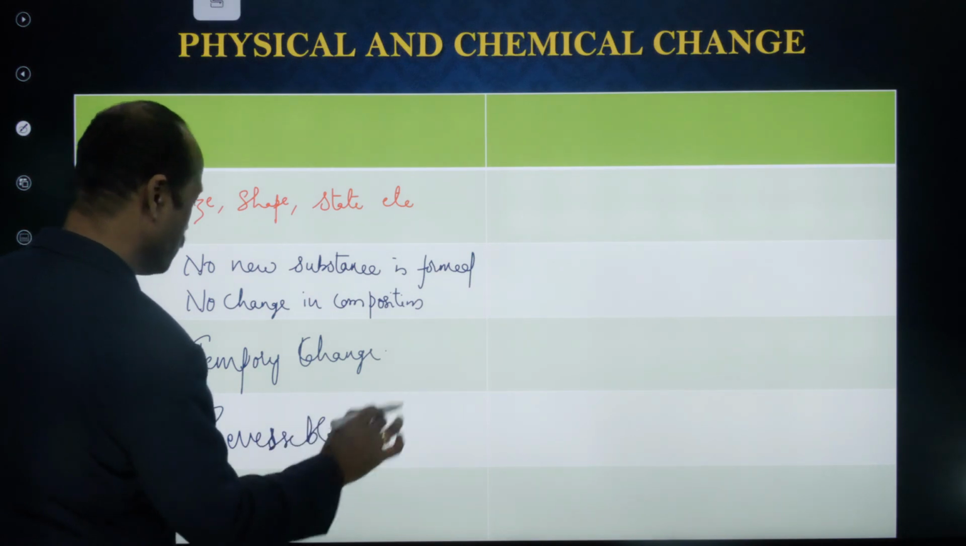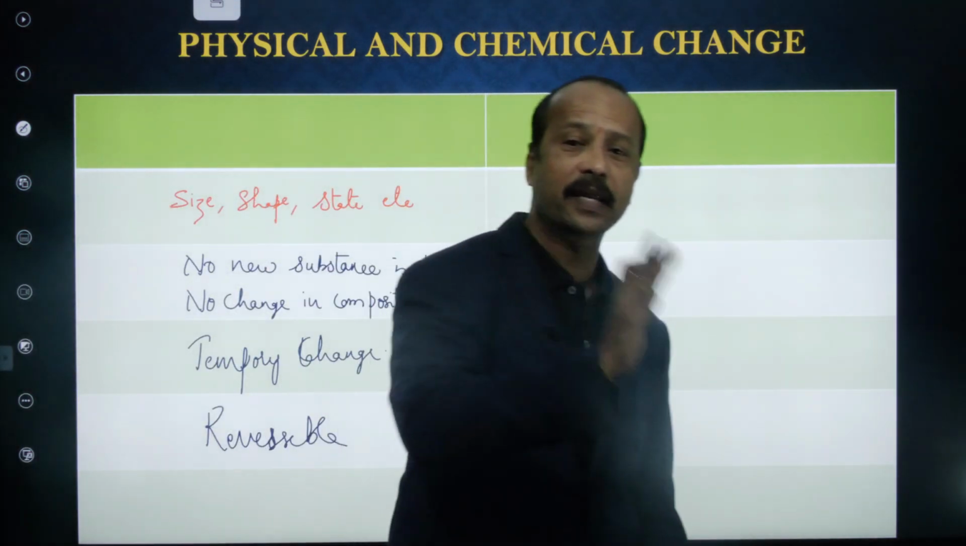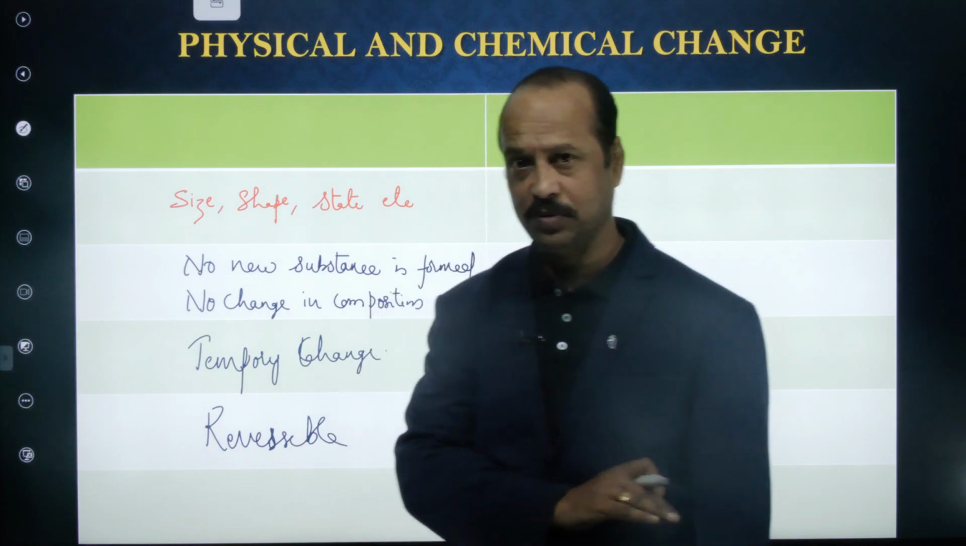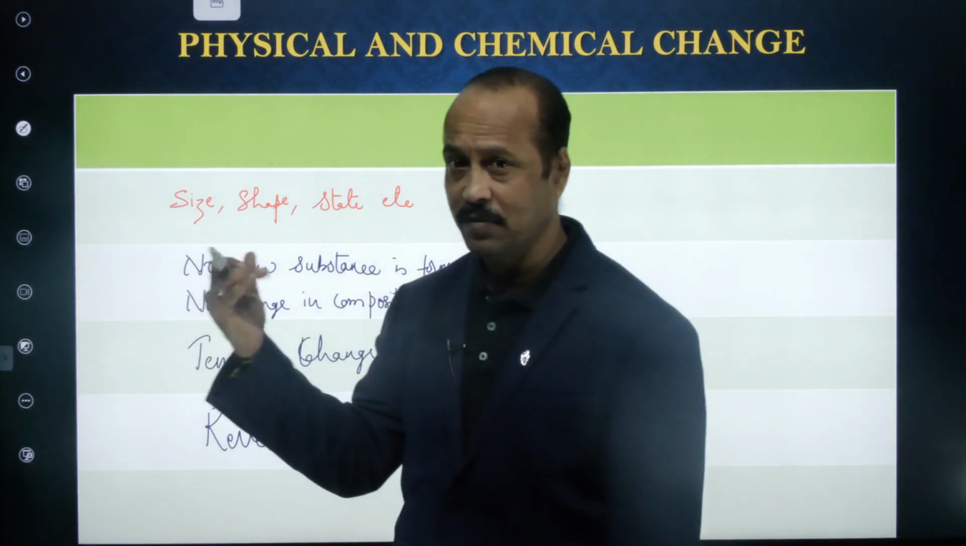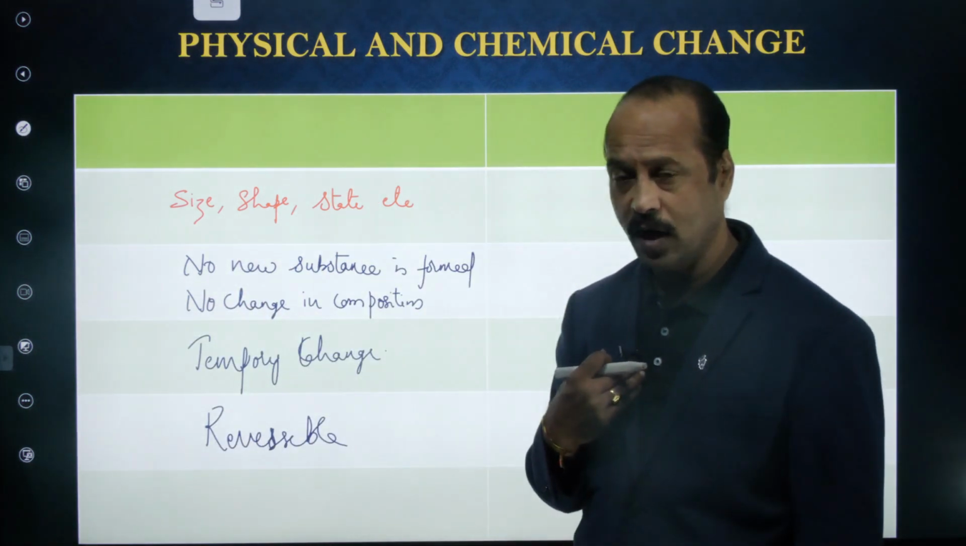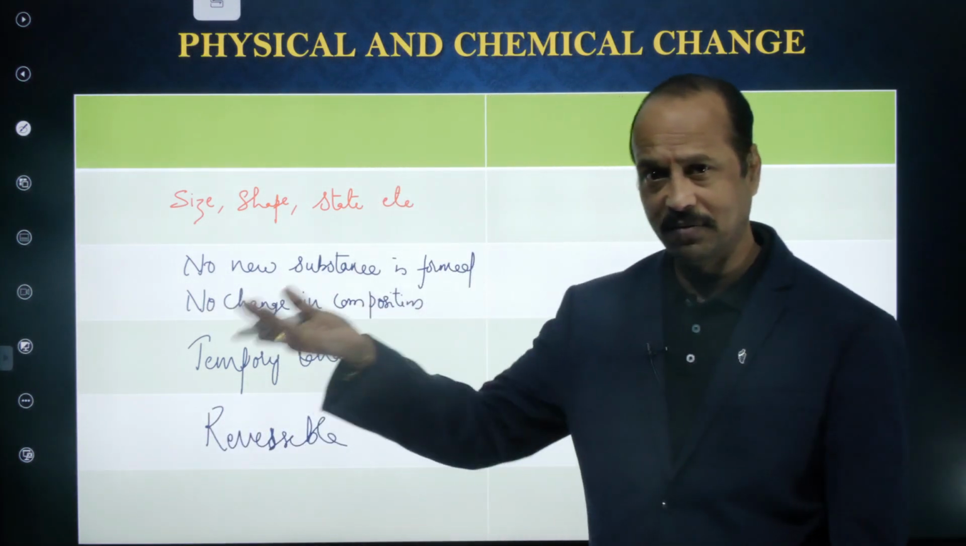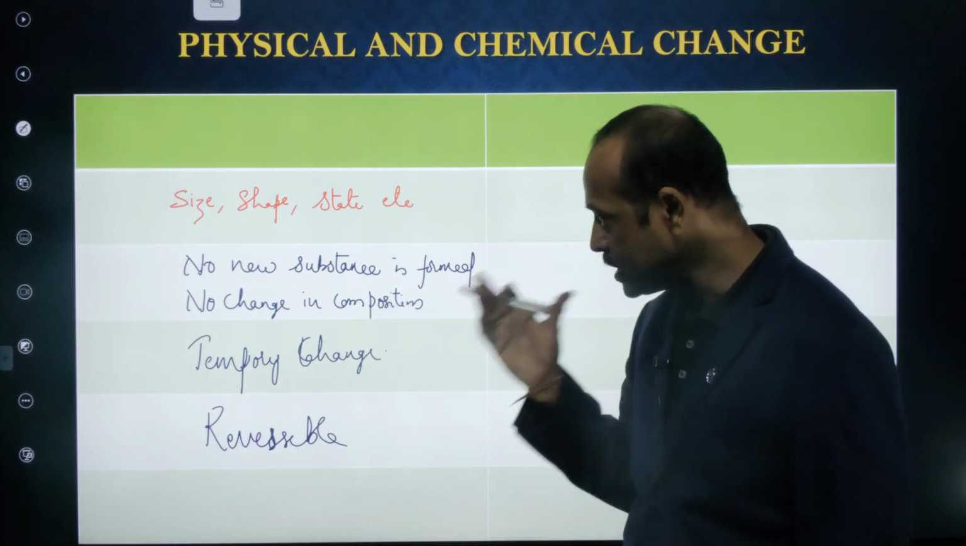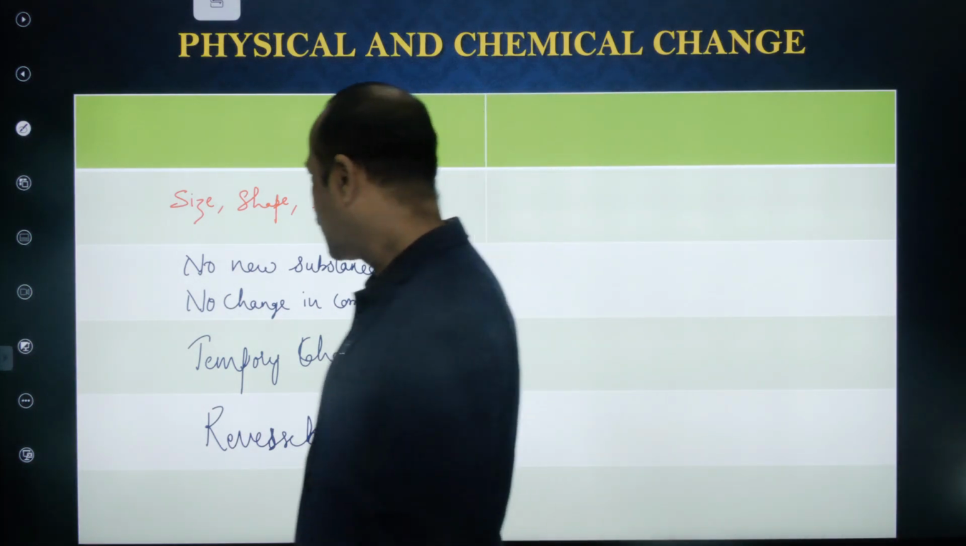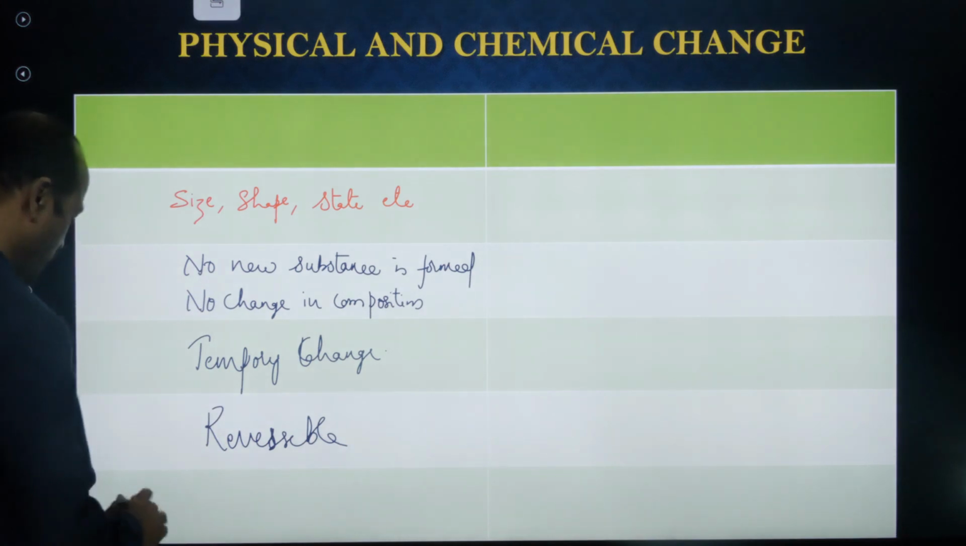Okay, reversible. Reversible means what? Again, it can get back to its original substance. Water, if I am freezing, that becomes ice. Again, if I bring it out, it becomes water. So reversible, it's coming back. So this change is called reversible. And for example, what do you write for this one? Example, you can write melting of ice.